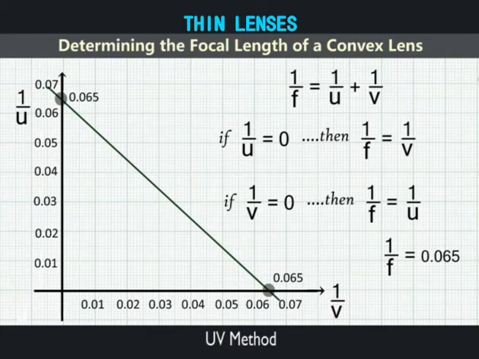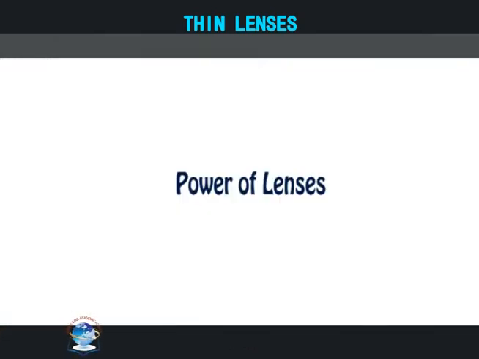So 1 over F is equal to 0.065, meaning that F is equal to 1 over 0.065, giving us 15.38. That is about the same answer that we got earlier in calculation. So that now we move to power of lenses.